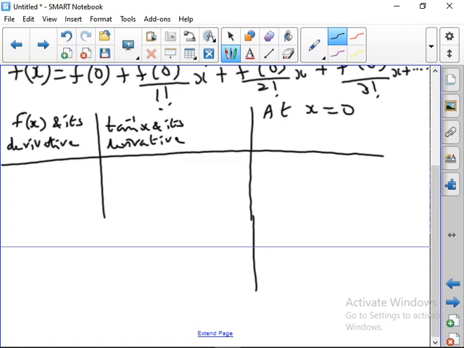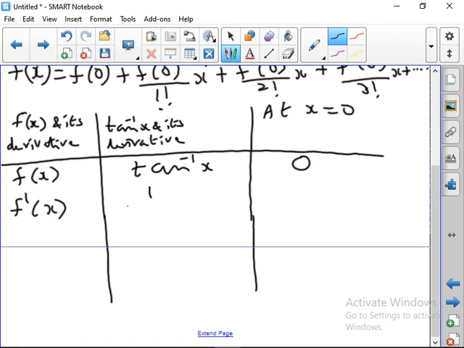So now, what is f of x? f of x is equal to tan inverse of x. So what is tan inverse of 0? Tan inverse of 0 is 0. Then what is its derivative? f of x when you differentiate, f dash of x. And tan inverse of x differentiation is 1 by 1 plus x square. Okay? 1 by 1 plus x square. So when you put x is equal to 0, you get 1.